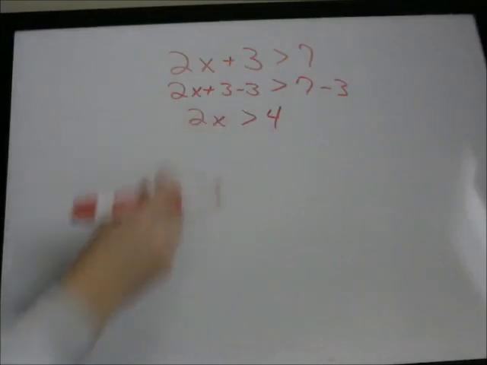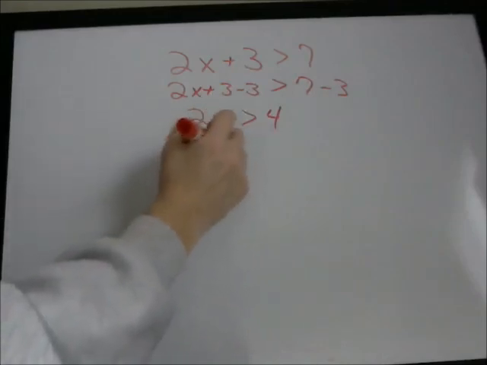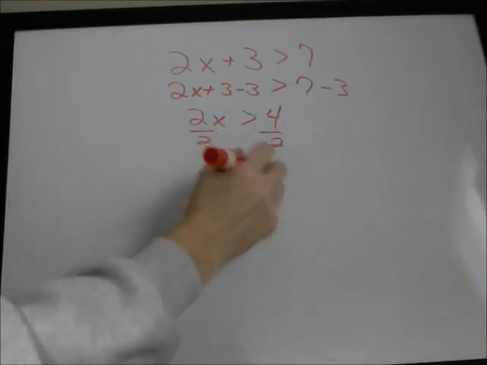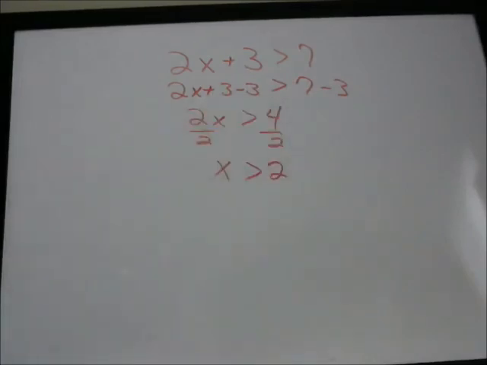How do we get x by itself? We need to get rid of that 2. We divide by 2. If we divide one side by 2, we have to divide the other side by 2. So here, our answer is x is greater than 2.